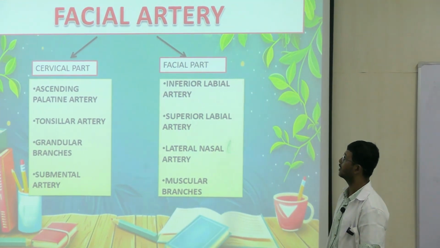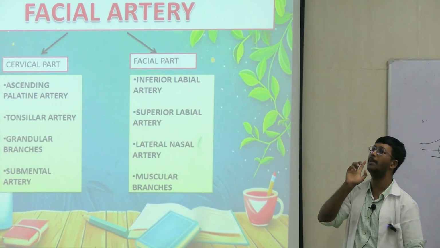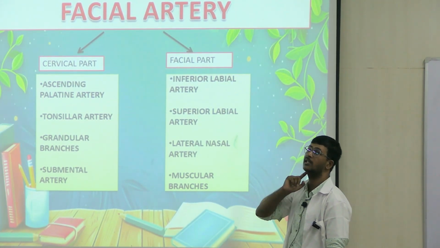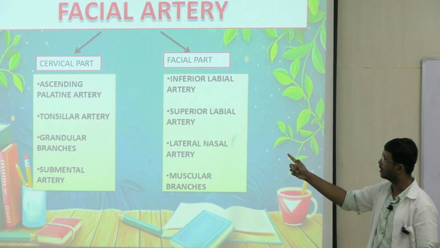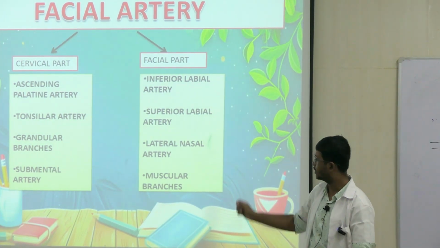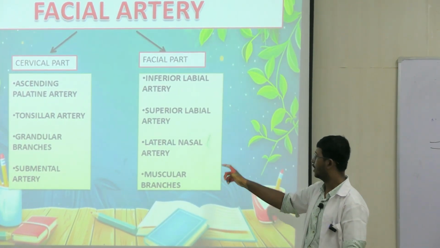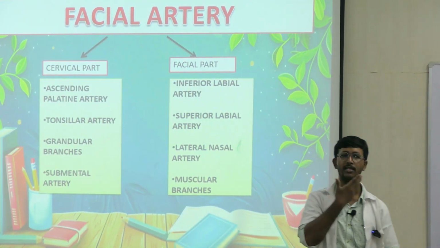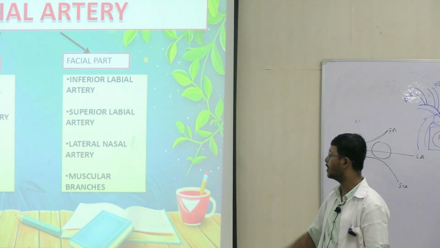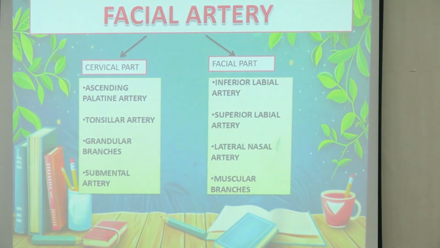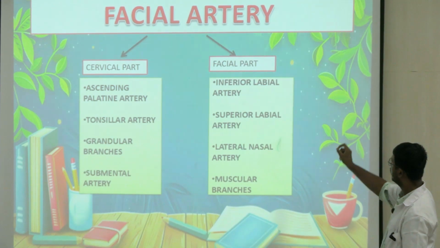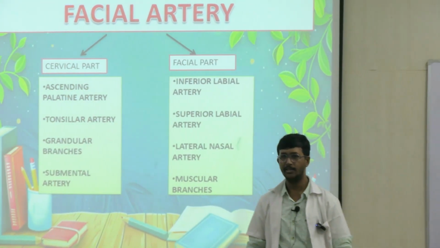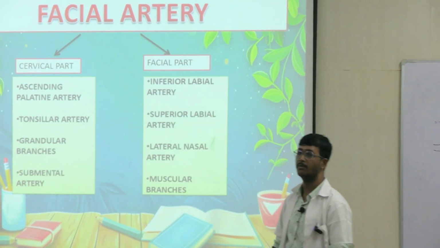The ascending palatine artery supplies your palate, the soft and hard palate of the mouth. The tonsillar artery is the main artery of the tonsil. So the tonsil is present here, and the tonsillar artery supplies the tonsil. Then there will be glandular branches, which supply all the surrounding glands, and your submental artery supplies the submental region, basically the submandibular gland.